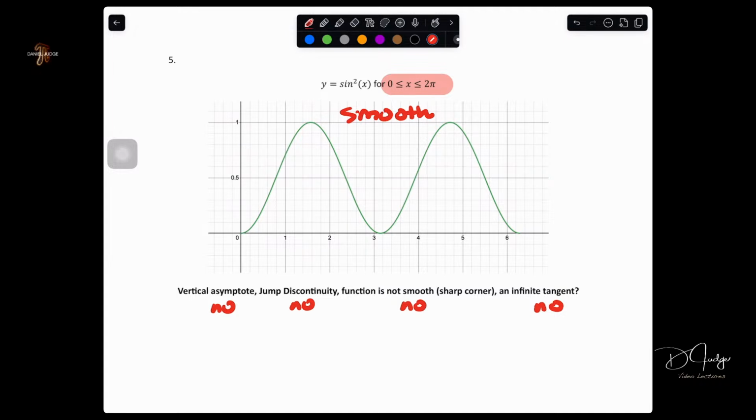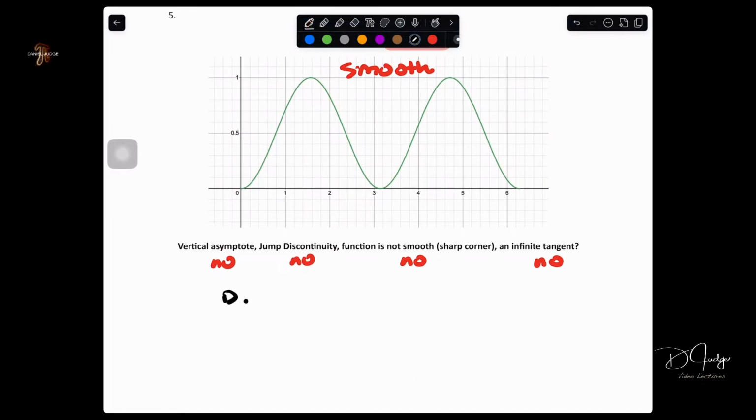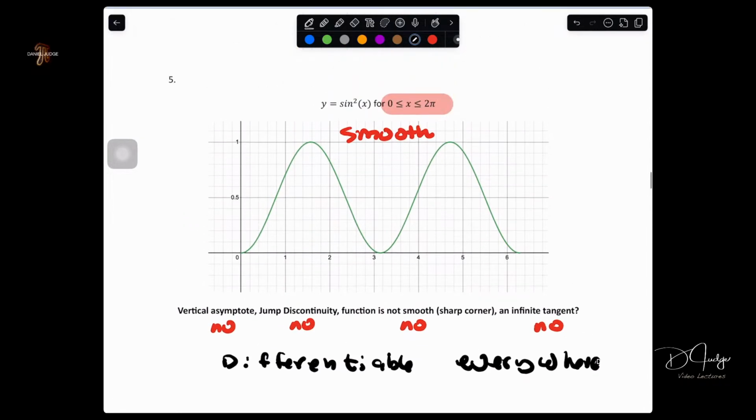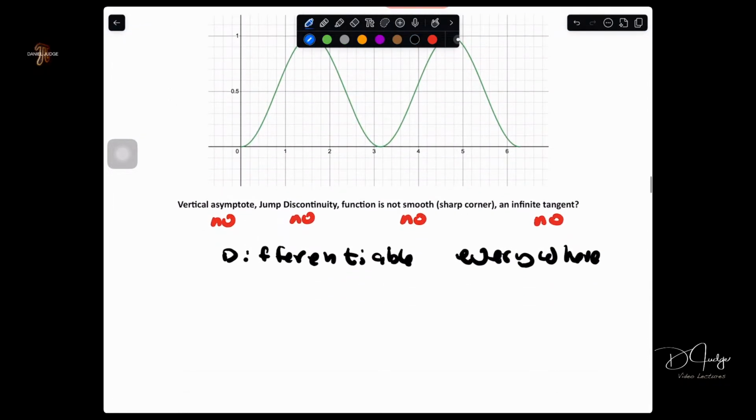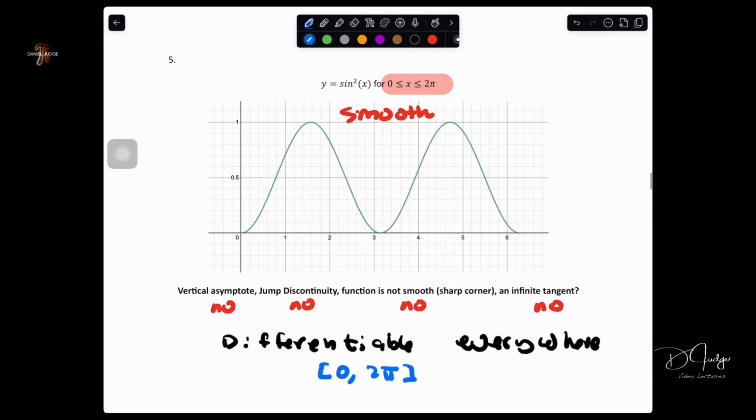And it's differentiable everywhere. I'm going to write that down. You say differentiable where? It's everywhere it's defined. It's defined on the interval from 0 to 2 pi. So it's differentiable from 0 to 2 pi. Okay, if we write that interval down.